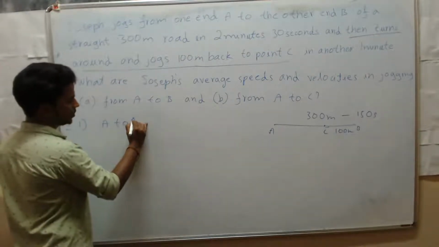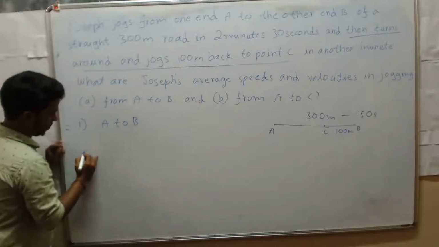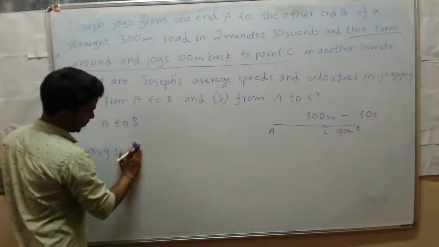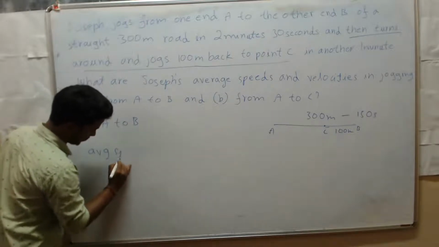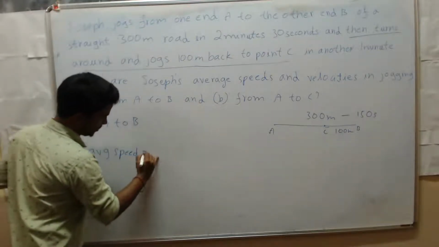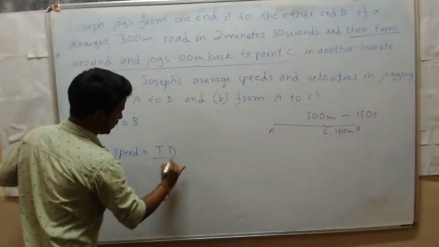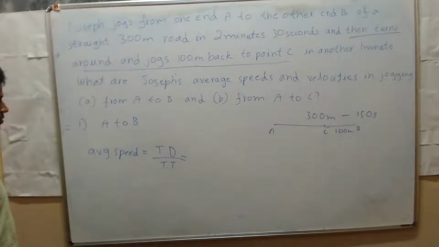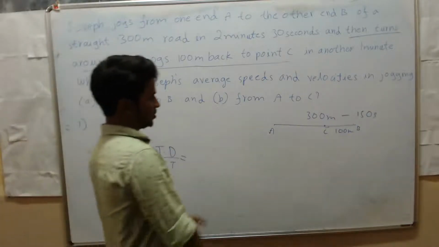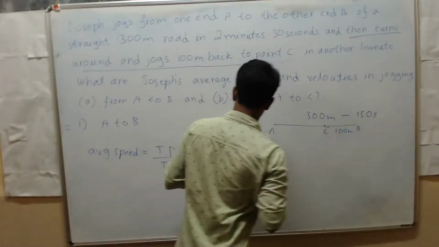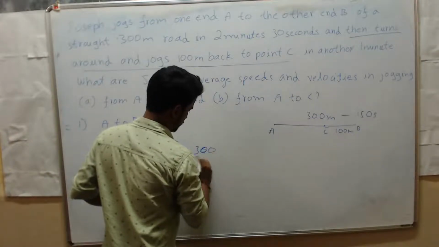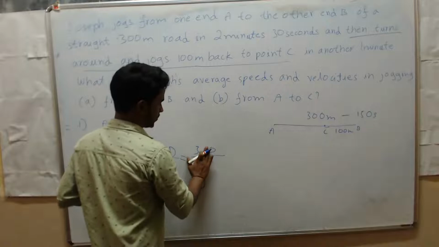Yes, we know the formula. Average speed is equal to total distance traveled divided by total time taken. What is the total distance? See, first question A to B, right now. So A to B total distance is 300 meter.